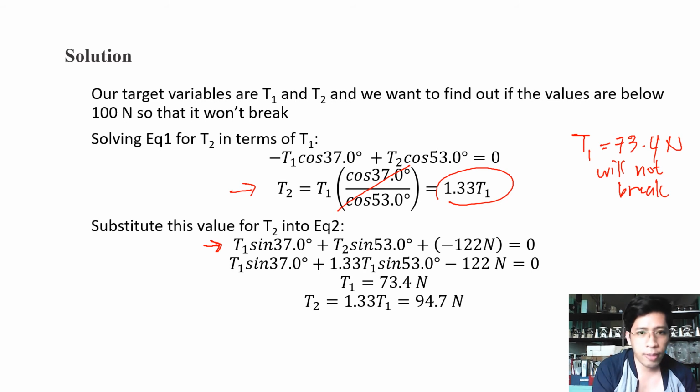Using this equation above, again, to solve for T2: T2 is equal to 1.33 times T1, and we already found that T1 is equal to 73.4 newtons. So 1.33 times 73.4 newtons is equal to 94.7 newtons. So your T2 is 94.7 newtons and will not also break.